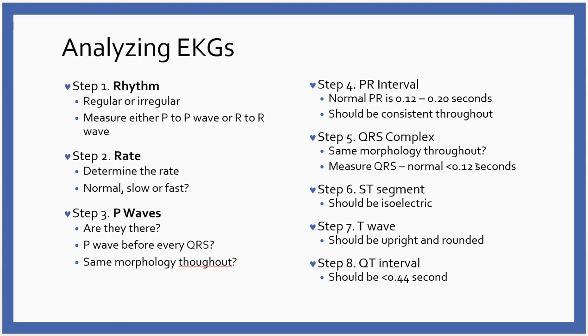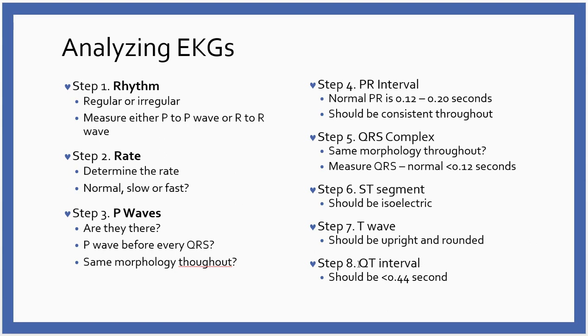After we've examined the QRS and measured the QRS interval, we're going to look at the ST segment. Remember, that should be isoelectric. It's a period of time between the QRS and the T wave when nothing should be going on electrically. So it should be a straight line that is at baseline, and that means it's isoelectric. We're going to find our T wave. That should be our last waveform. It should be upright and rounded. It shouldn't be tall and tented. It shouldn't be inverted.